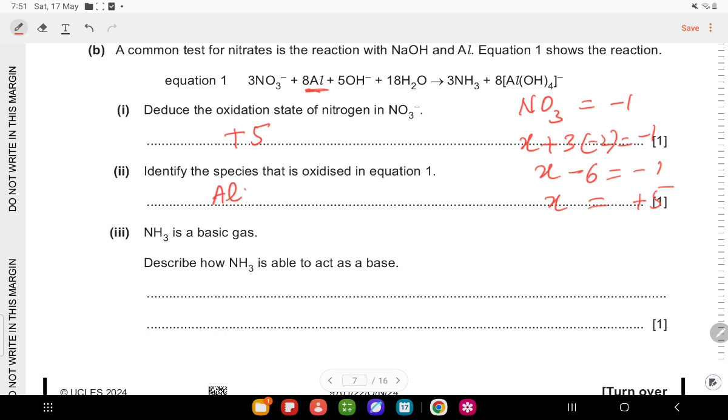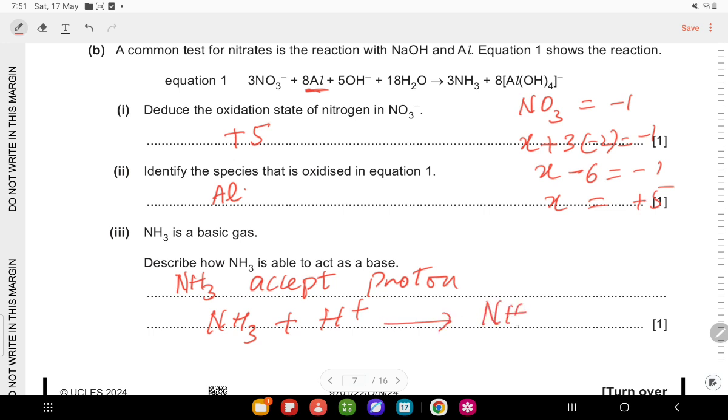Ammonia is a basic gas. Describe how ammonia is able to act as a base. Ammonia accepts a proton, like H plus, to form ammonium ion.